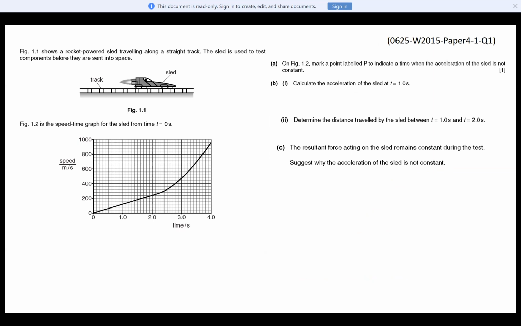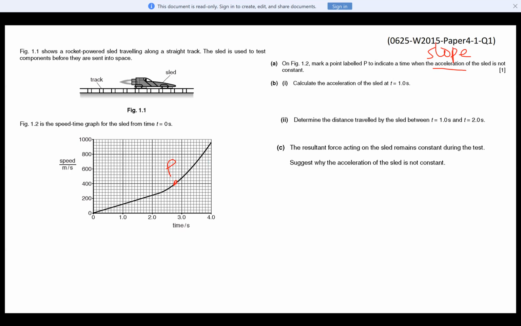Figure 1.1 shows a rocket-powered sled traveling along a straight track. The sled is used to test components before they are sent into space. Figure 1.2 is the speed time graph for the sled from time t equals 0. Mark a point labeled P to indicate a time when the acceleration of the sled is not constant. So we said that the slope is not constant when the graph is a curve. So the acceleration here is the slope. And we want a part of the graph where the slope is not constant. So it cannot be linear. So it has to be somewhere where the graph is very obviously curved. Maybe somewhere like this point here. So we can just mark point P in this place.